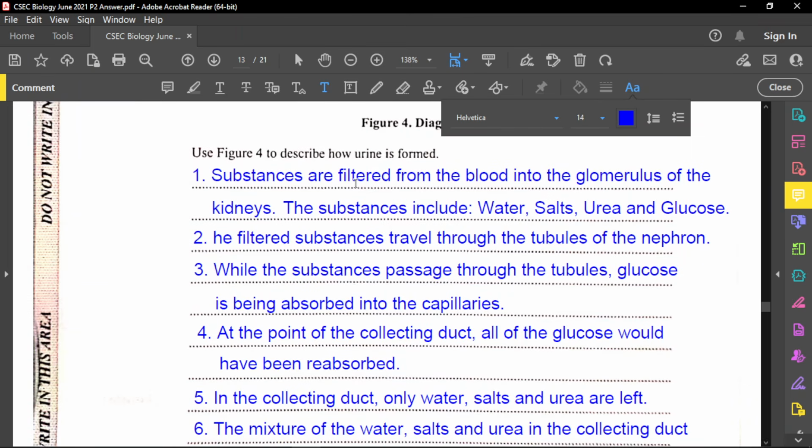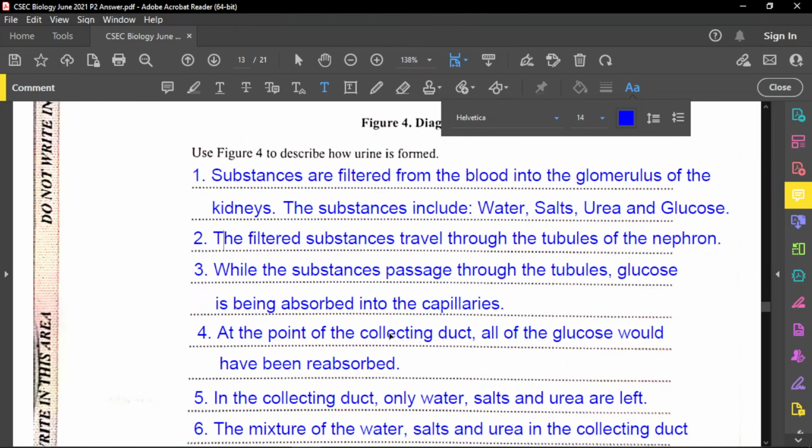One is that substances are filtered from the blood in the glomerulus of the kidneys. And of course, that will go into the Bowman's capsule, as you know. And the substances will include water, salts, urea, and glucose. And then this is supposed to read here, the filtered. So let's put that there. So the filtered substances travel through the tubules of the nephron. While the substances pass through the tubules, glucose is being absorbed into the capillaries. And so glucose will be reabsorbed back into the blood.